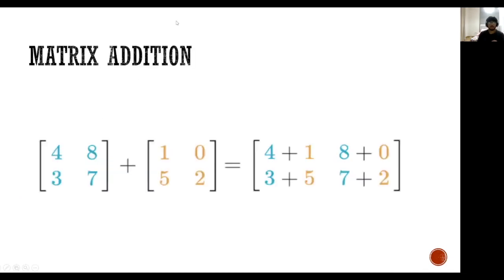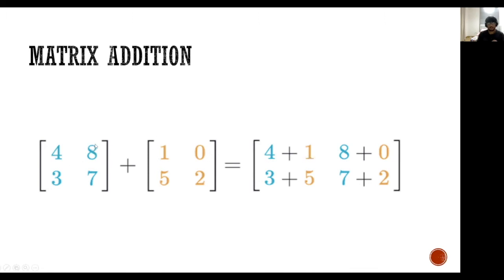Now let's get into matrix addition. This is a really simple concept. All you have to do is take this value and add it to the corresponding value of the other matrix, the second matrix, right? So what you get is the top left of this matrix plus the top left of this matrix gives us 4 plus 1, which is 5.